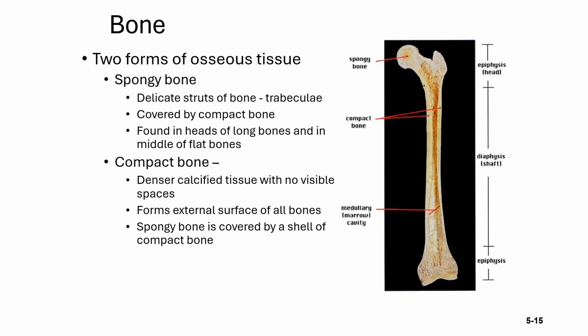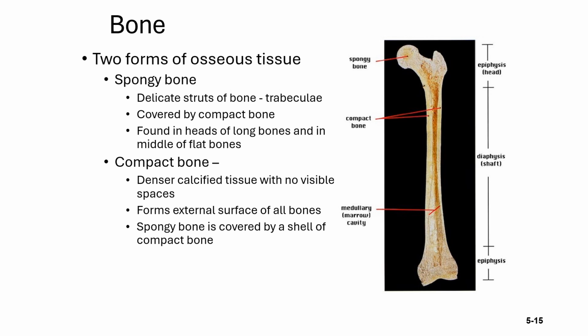Spongy bone has a porous or spongy appearance with lots of spaces, and it's usually seen in the head of long bones, for example the femur, and also seen in the middle of flat bones, that is the sternum and the cranial bones. They are the flat bones. But spongy bone is always covered by a layer of compact bone.